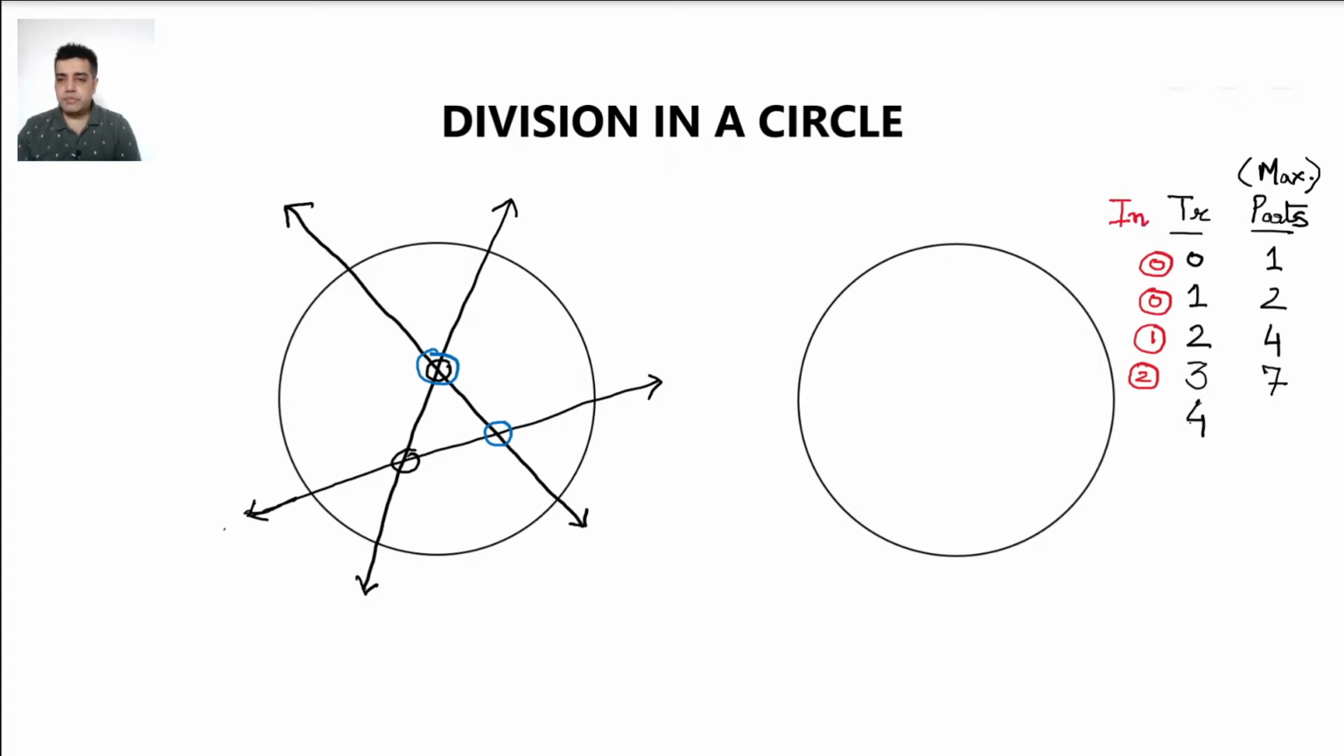IN here refers to the number of intersection points that one transversal would have with the other in order to have the maximum number of parts in which a circle can be divided by those transversals, consequent to the intersection of the transversals. So now we get a hint here. But before I do that, let me just draw this once again so that you are able to understand this in a better manner.